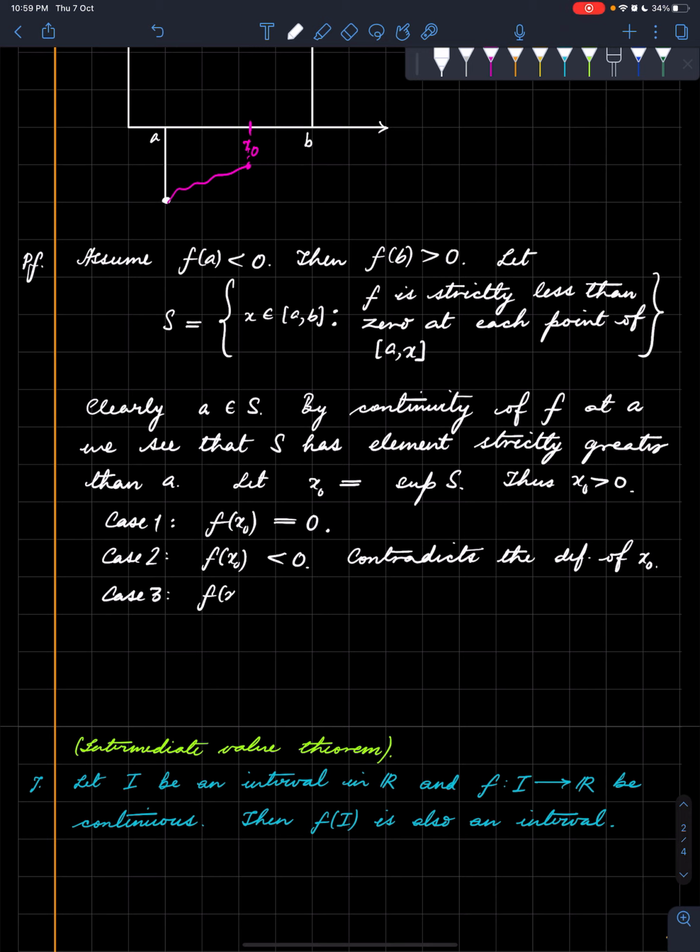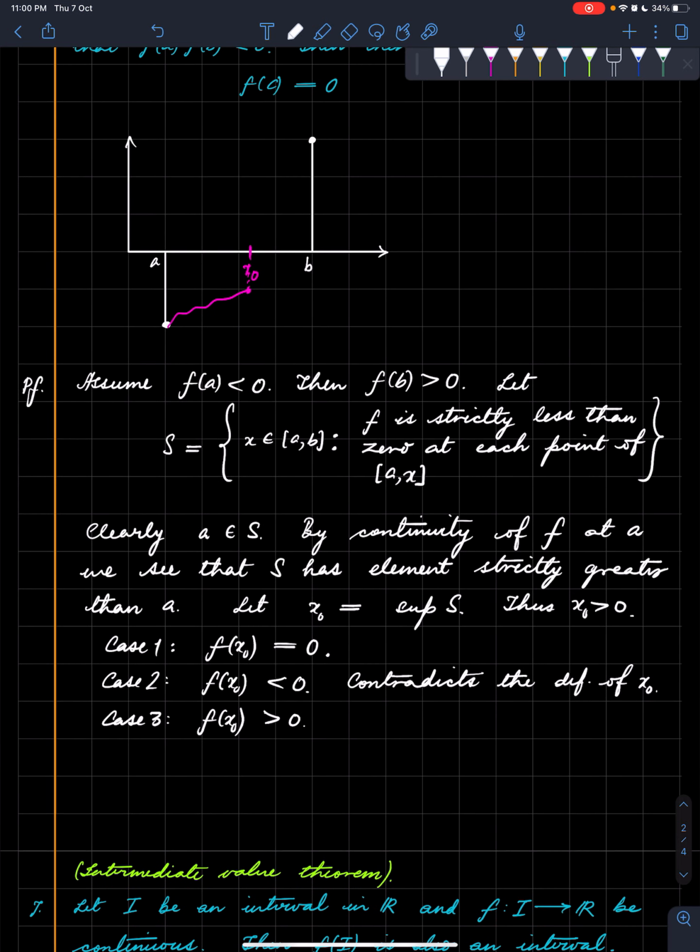Case 3 is that f of x naught is greater than 0. Okay, so we need to rule this out. Alright. So here we have x naught, and let's say f takes this value, some positive value here.